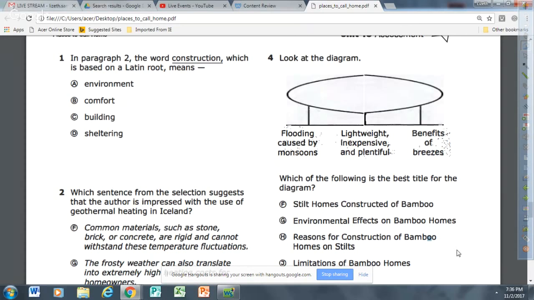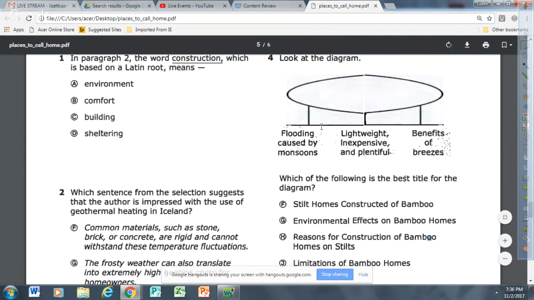So let's look at this again. Stilt homes constructed of bamboo. So stilt homes constructed of bamboo, flooding caused by monsoons, lightweight, benefits of breezes. I don't know how the flooding caused by monsoons has to do with the stilt homes. Because you build stilt homes, you're going to have flooding by monsoons. That may not make sense. So let's look at H.